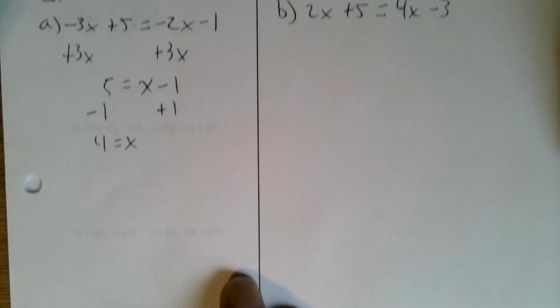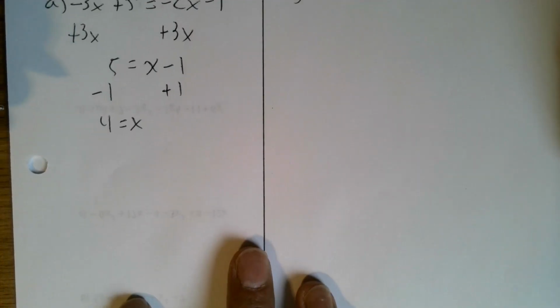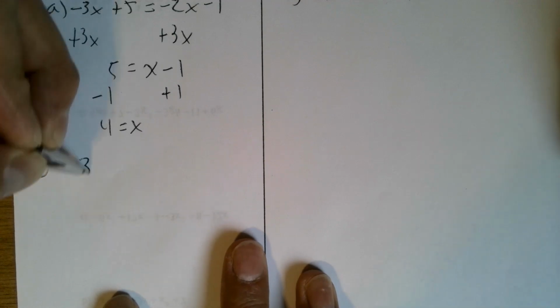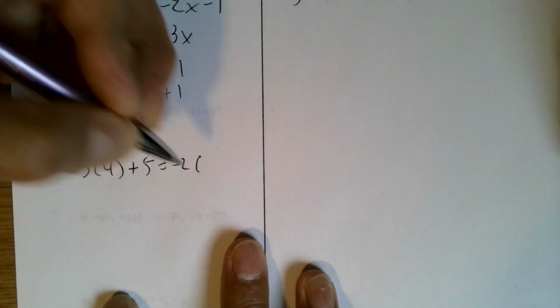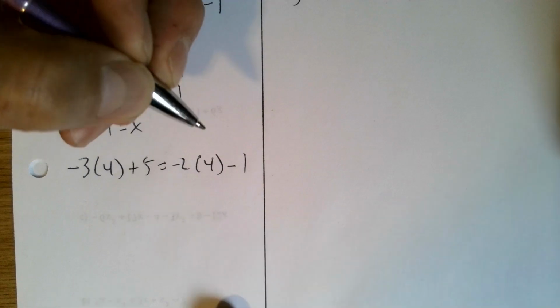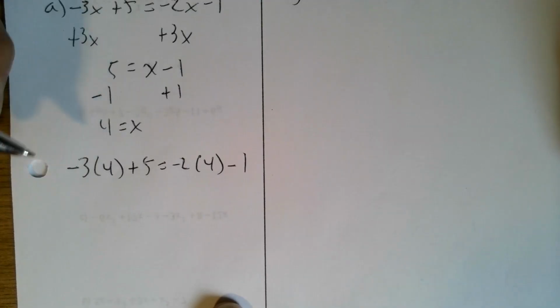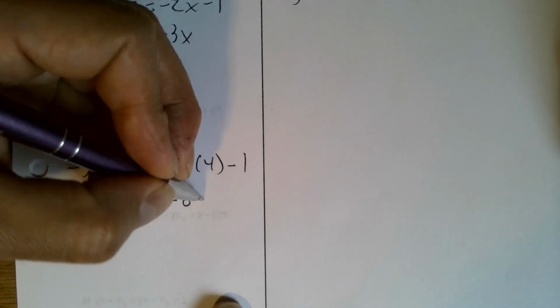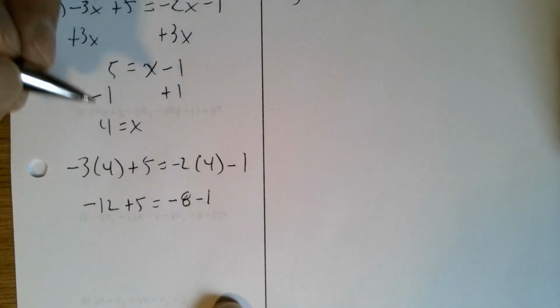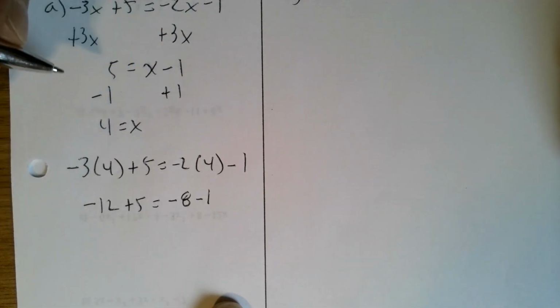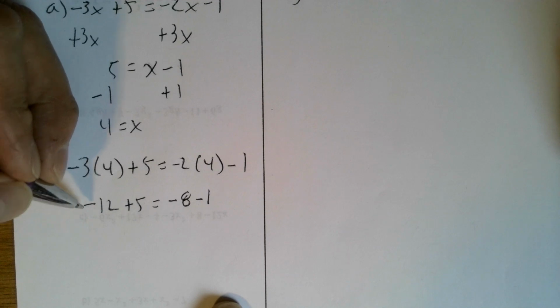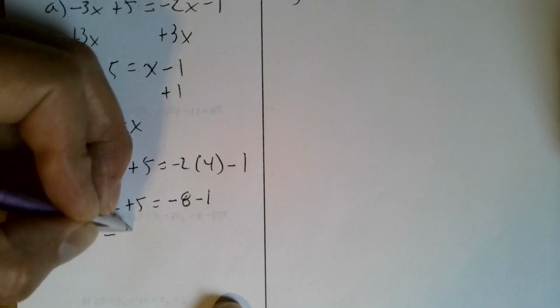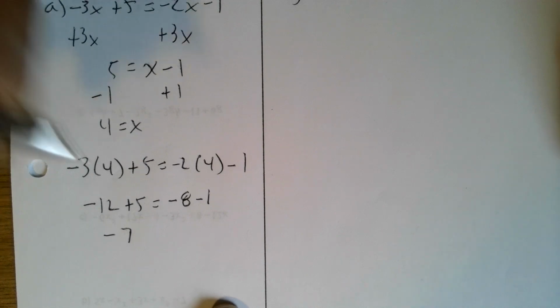And now let's make sure that when x equals 4, the equation is true. I'm going to write it exactly the same as the original, but instead of x, I'm going to put in a 4 in brackets. Over here I'm going to do the multiplying first, so I've got negative 12 plus 5. Multiplying first on this side, negative 8 minus 1, which gives me negative 12 plus 5, negative 7. Okay, what the heck? I got negative 7 equals negative 9.